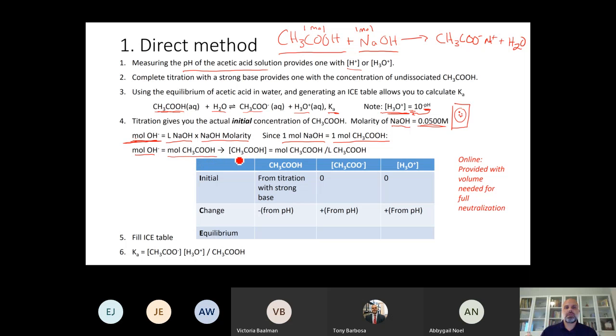This will then allow us to understand what the concentration is. So from our moles of acetic acid, we know the volume of the solution, and that allows us to calculate the concentration of the acetic acid that we have in solution.